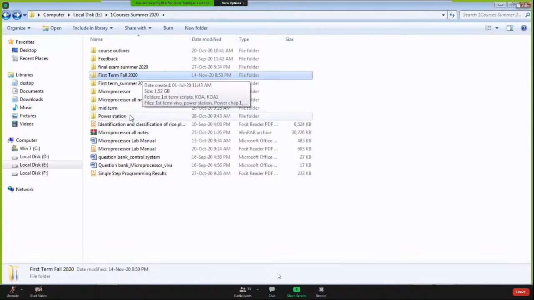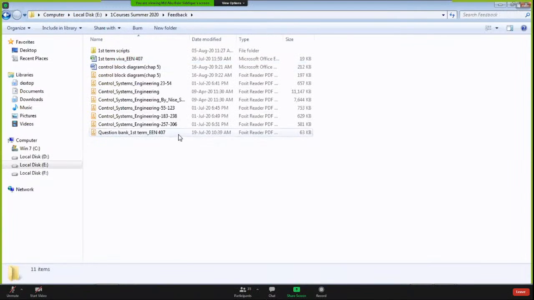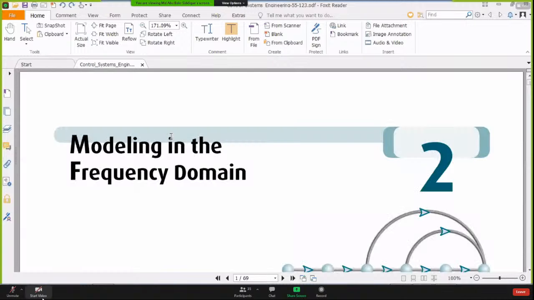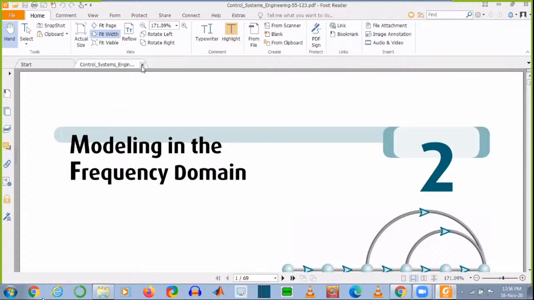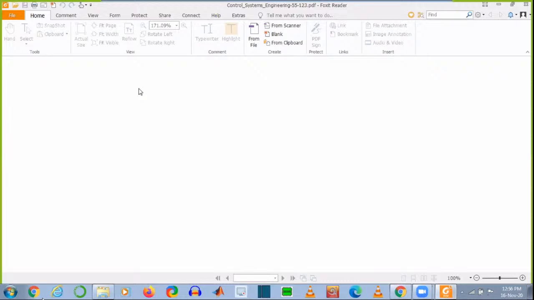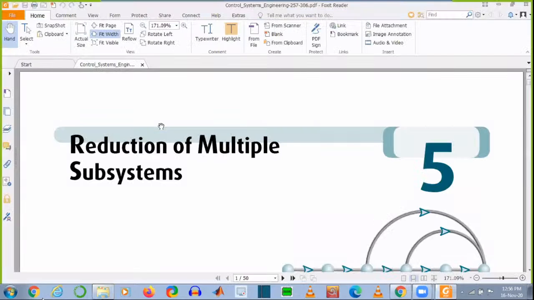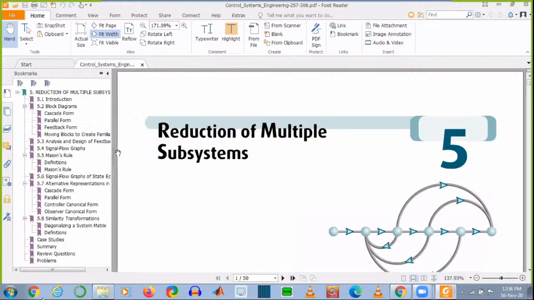Let's reflect. Can you see my screen? Oh, wait, this is not chapter 2, this is chapter 5 actually. Okay, so here you'll go and you'll find some problems. So please solve this problem.